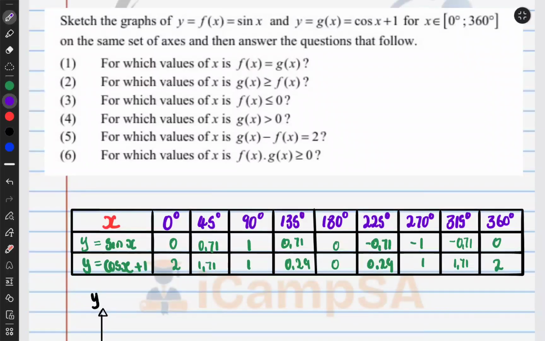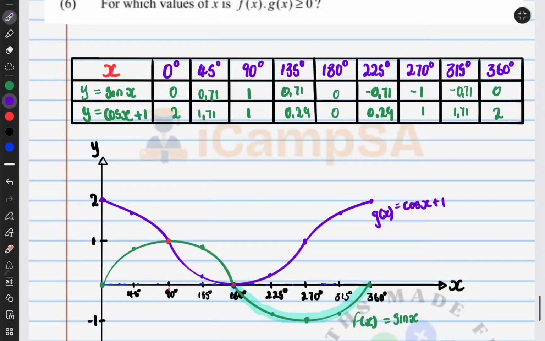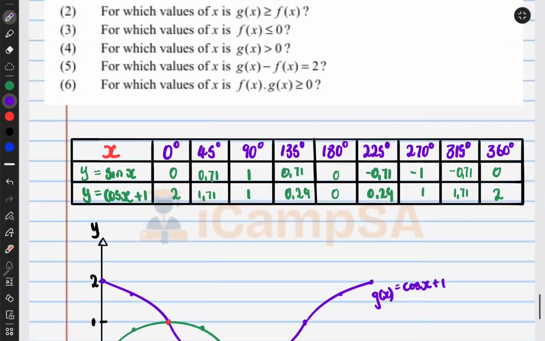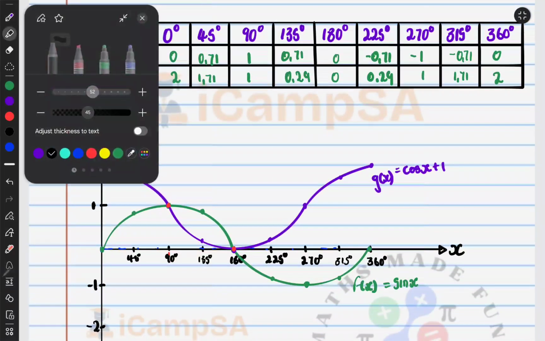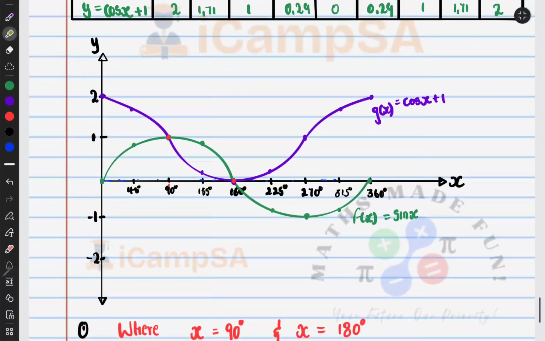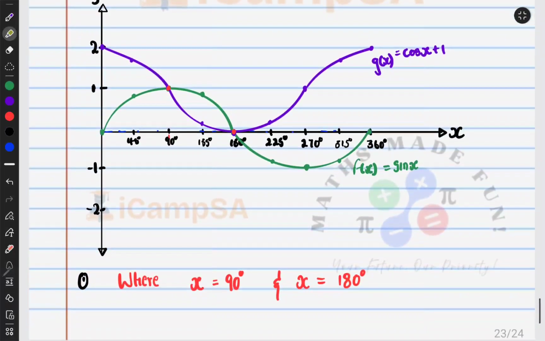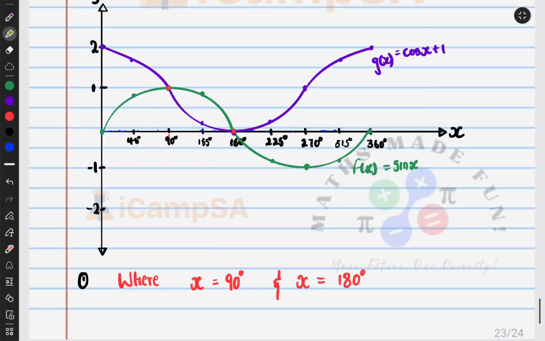And then for which values of x is g at x greater than 0. So where it's strictly greater than 0, it's all values of x except 180 degrees. So it's these values here, but once you get to 180, it is now equal to 0, and then once again you go above. So it is all the values of x except x is equal to 180 degrees. That is our number 4.